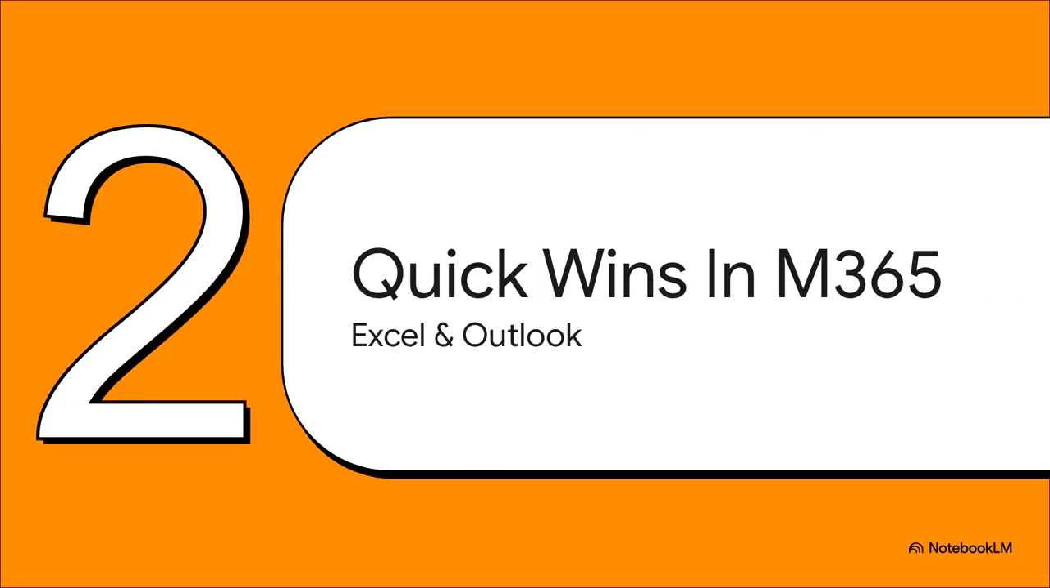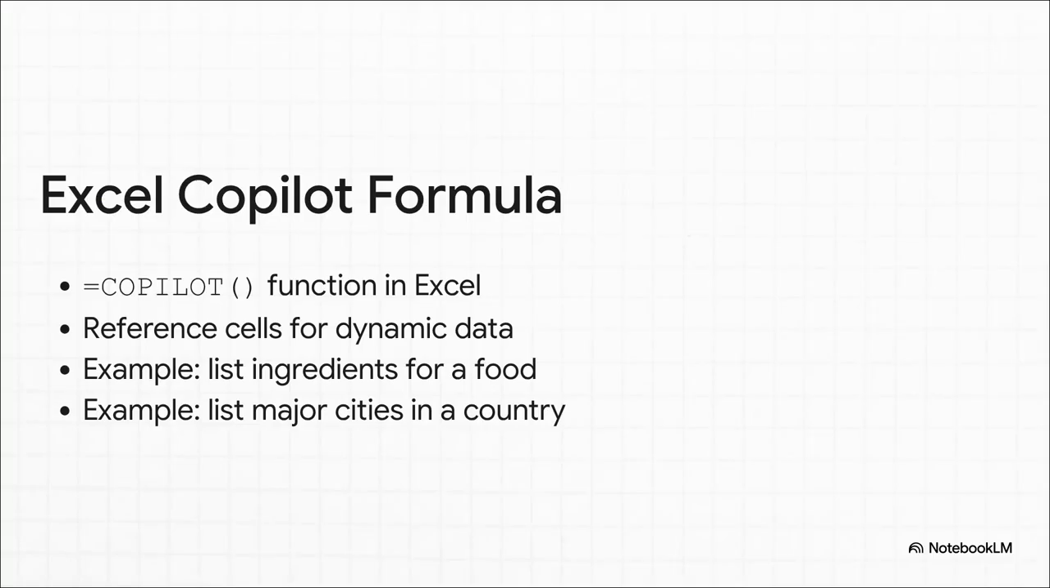Moving on to Section 2, Quick Wins in M365. Let's dive into some low-effort, massive reward hacks right inside the Office apps you're already using every day. And we're kicking things off with a place where we all spend way too much time, Excel. Get a load of this, the brand new equals Copilot formula. It's exactly what it sounds like. You just go to any cell, type equals Copilot, and boom! You can instantly generate data using just plain English.